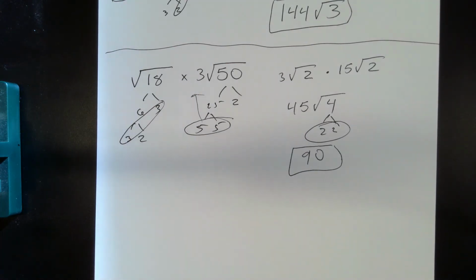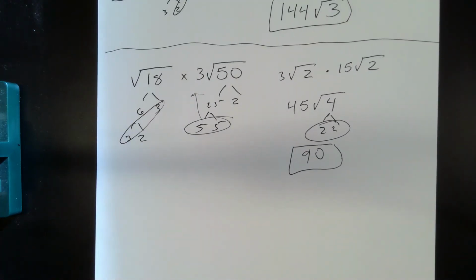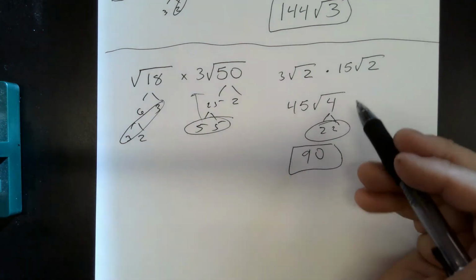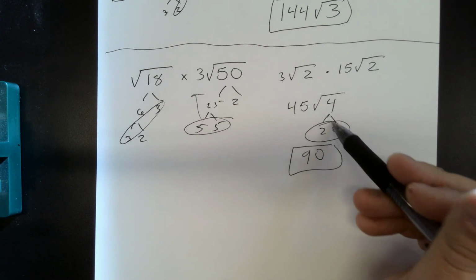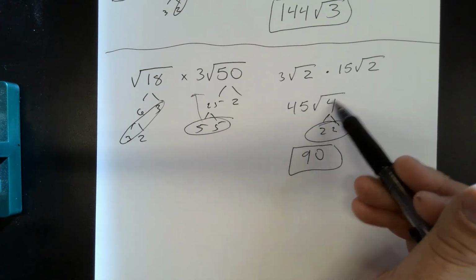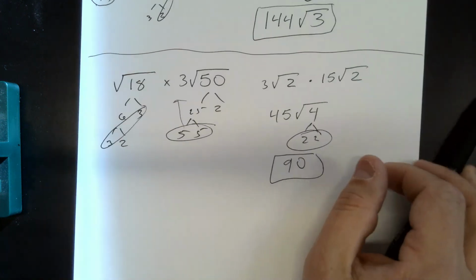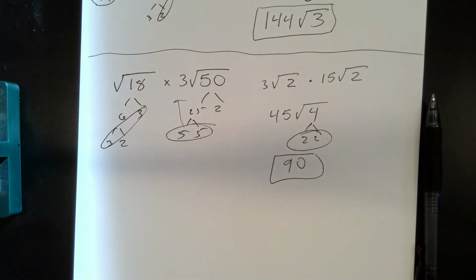Everyone see that? Who got it right? Raise your hand. Wrong. 90. Does everyone understand how I got 90? The minute you got a 2 and a 2, what happens to the radical? It just goes away. Okay, that's it. I'm going to let you guys go. This is 4-3, part 1. We're going to hit part 2 tomorrow.